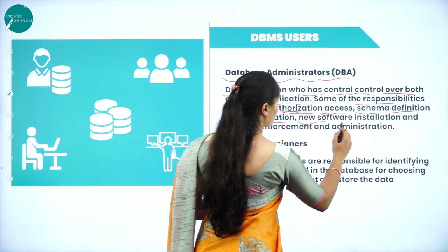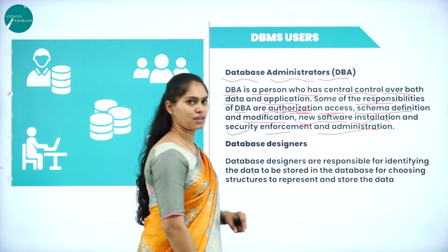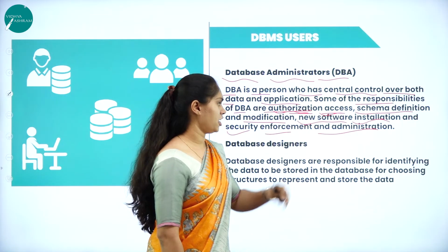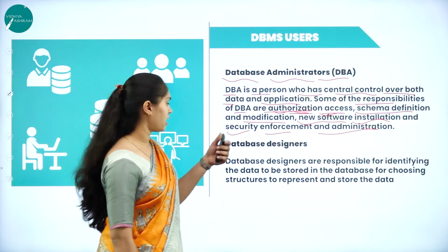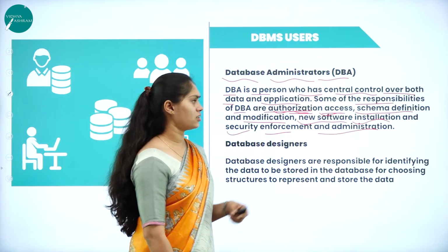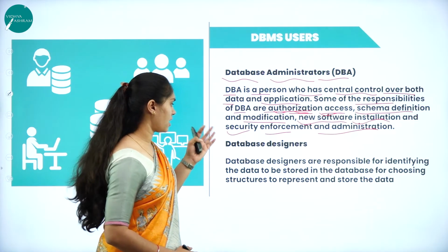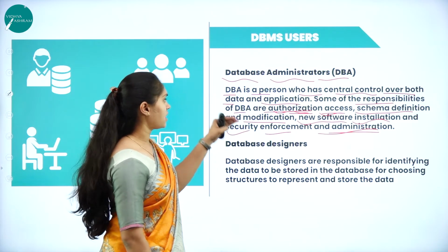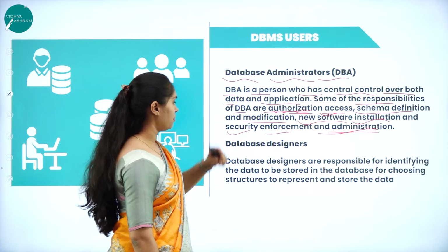And also new software installation, security enforcement, and data administration. Along with that, the DBA has the capability to install the new software system which is required for the database, and also has to think about security, as we already said with authorization access. Only an authorized person has to access the data and information related to the administrator. These are the operations performed by the database administrator.